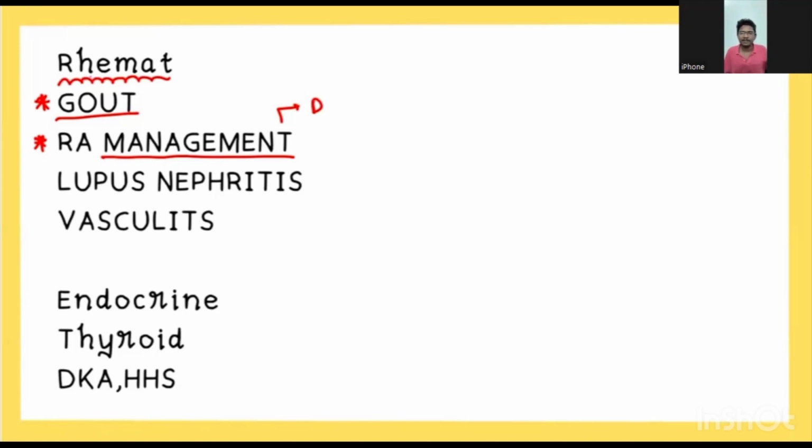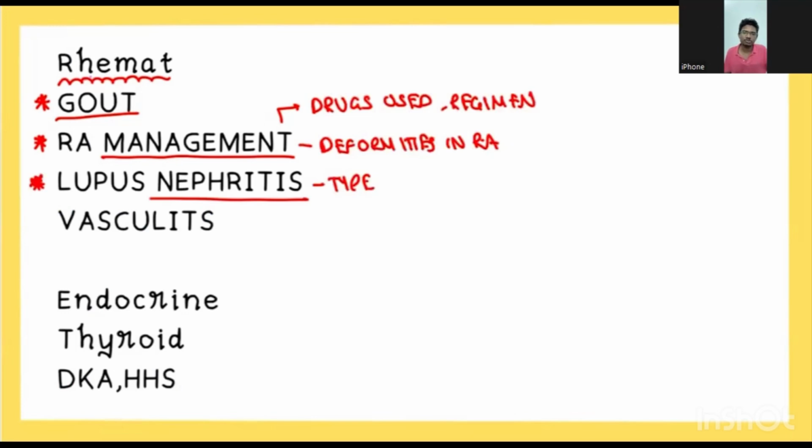Next is RA. Rheumatoid arthritis, again important, because in rheumatoid arthritis, two things are to be focused on. One is the drug regimen followed, how to manage a case of RA, and next is deformities. Deformities are most important. Just have a quick go through of what are the possible deformities, and then go along. Next is lupus nephritis. Same thing. It will again come as a component of renal as well as a pathology associated part only.